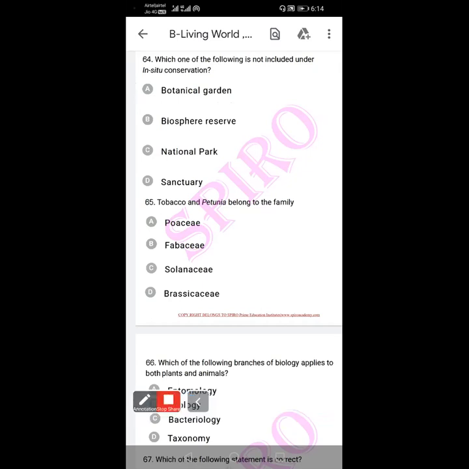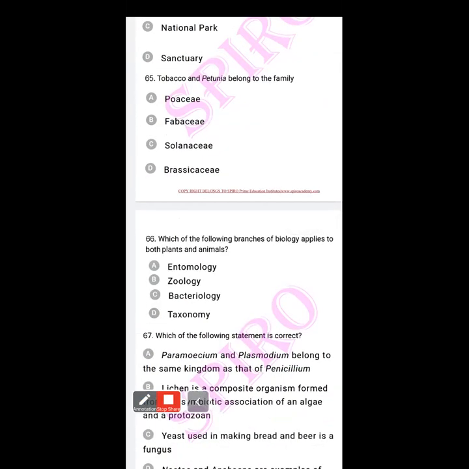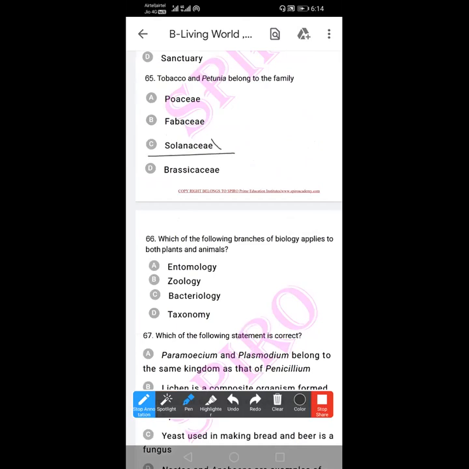Question number 65. I think we've already discussed this question. Question number 66. Which of the following branches of biology applies to both plants and animals? Entomology, no, it deals with insects. Zoology, only animals, no. Bacteriology deals with bacteria. And taxonomy is the correct answer. So taxonomy is common between both plants and animals.